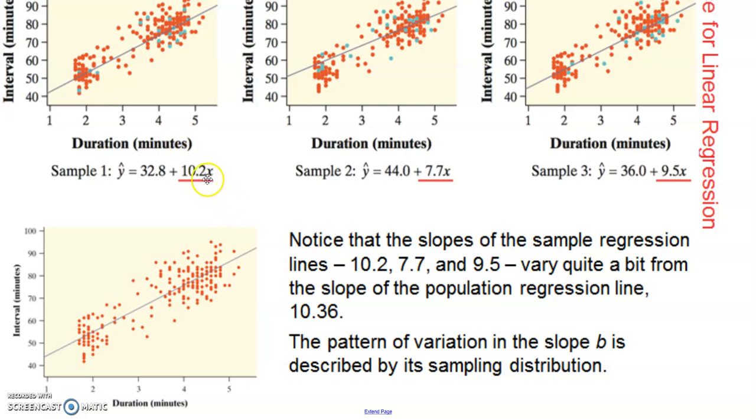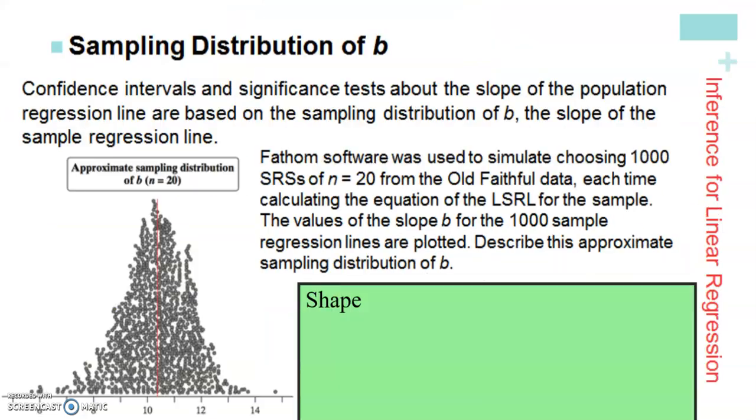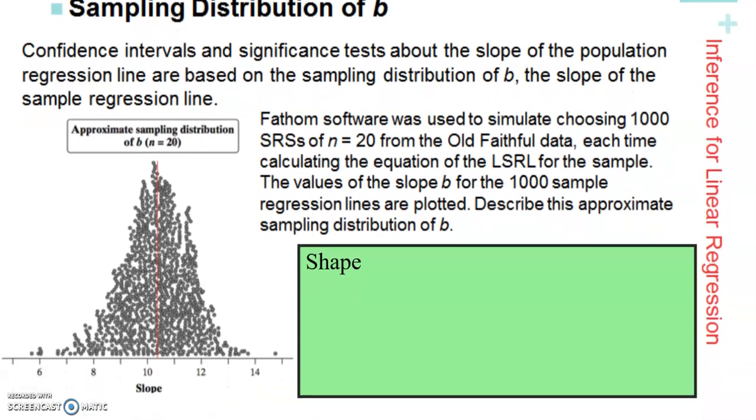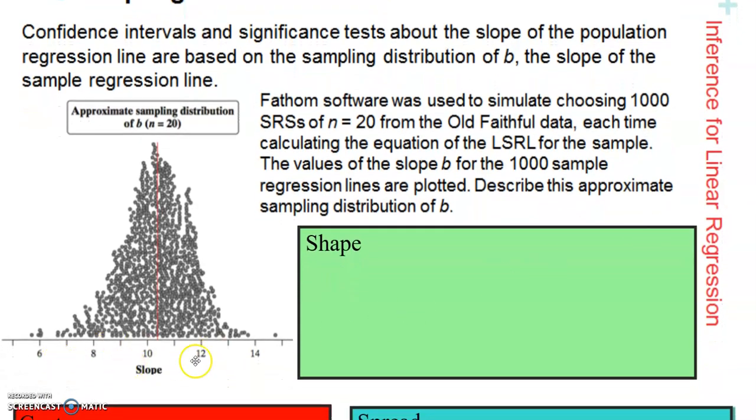It would be possible to get a bigger slope as well, or even a lot bigger, depending on what 20 eruptions are sampled. Now the pattern of what these slopes will be is described by a sampling distribution. Let's say that I took a bunch of samples of size 20, not just 3, but like 1,000 or 1 billion more, okay? And then I just kept track of all the slopes. So here are all the slopes if I did that a whole bunch of times.